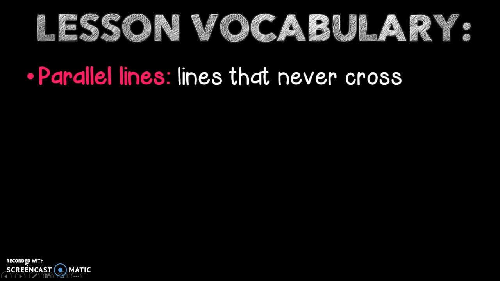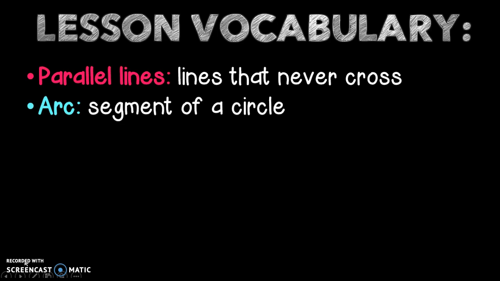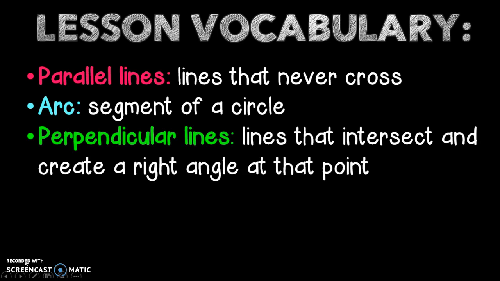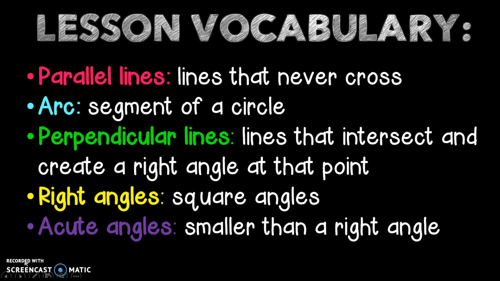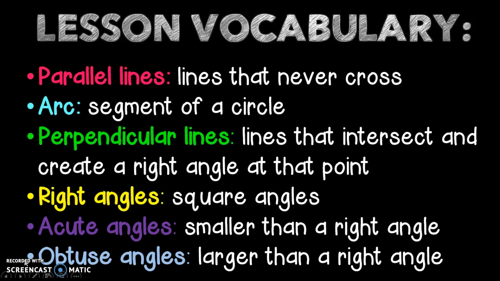Let's go back to our vocabulary. Parallel lines. They're lines that never cross. Arc. It's a segment of a circle. Perpendicular lines are lines that intersect and create a right angle at that point. Right angles are square angles. Acute angles are smaller than a right angle. And obtuse angles are larger than a right angle.